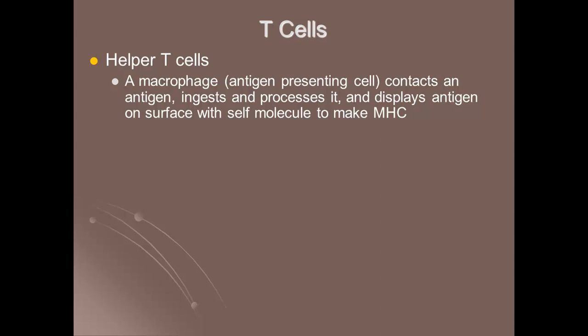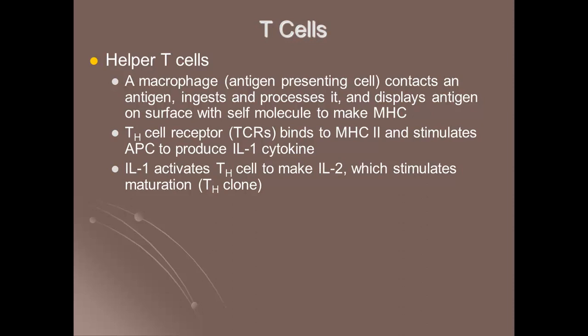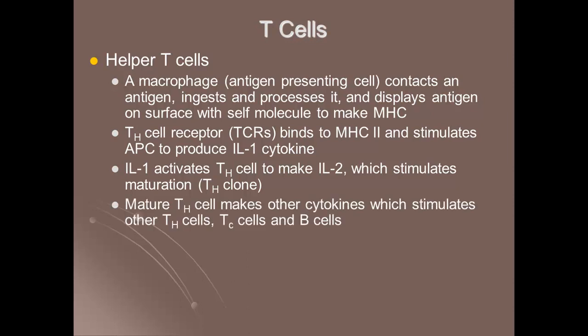The TCR on the T helper cell is going to recognize the antigen and the MHC2 on the antigen presenting cell. And when it recognizes it, it's going to bind to the MHC2 and stimulate the antigen presenting cell to produce interleukin 1, which is a cytokine. Interleukin 1 activates the T helper cell to make interleukin 2. Interleukin 2 then stimulates the maturation of the T helper cell. So it's going to go through and make more clones. Those mature T helper cell clones make other cytokines, which stimulate other T helper cells, cytotoxic T cells, and B cells.